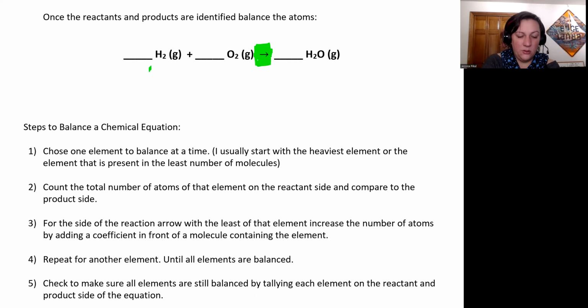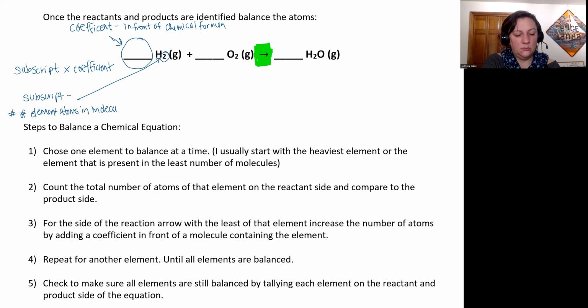So I have 2 hydrogen in my starting, and the way I'm determining that number is I'm taking the subscript and I'm going to multiply it by the coefficient. Now, the coefficient is going to go right here in front of the molecule. And the subscript is the number of atoms that are in the molecule. And so for hydrogen gas, there's 2 hydrogen atoms that are bonded together. I don't have a coefficient yet. That's where I'm going to do my balancing.